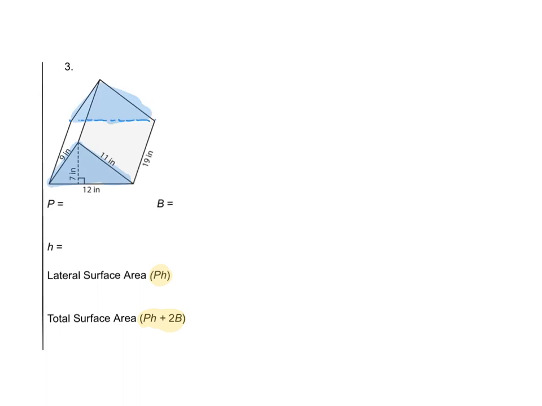Now, one difference with triangular prisms is that there is a definite base. With rectangular prisms, it's not always easy to tell which face is the base unless the problem tells you that information, or unless you just choose one of them to be the base. That's not how it is with triangular prisms. With triangular prisms, the bases of the prism are the triangular faces that are parallel to each other, and they are separated by the height. So the height, again, is the distance between the two bases.